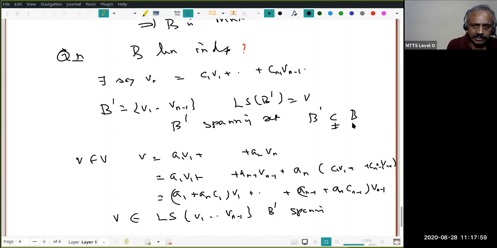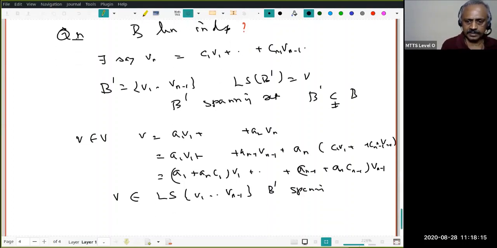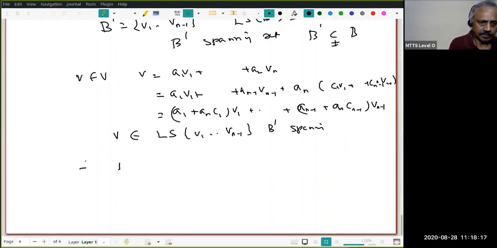So what is the conclusion then? Why did this come about? Because I assumed B is linearly dependent, and hence one of the vectors in B is a linear combination of the other vectors. Therefore, there is a contradiction.